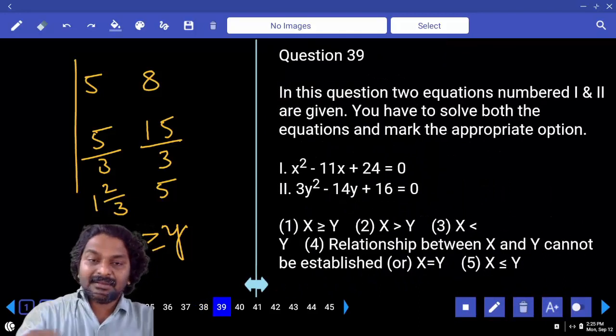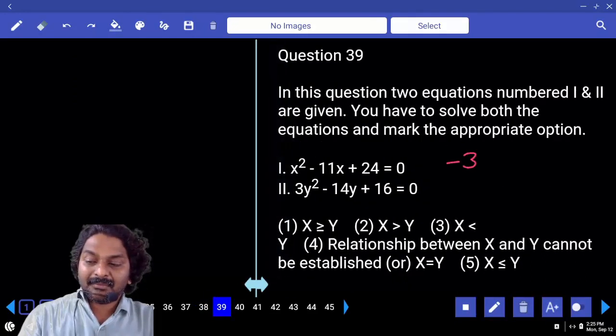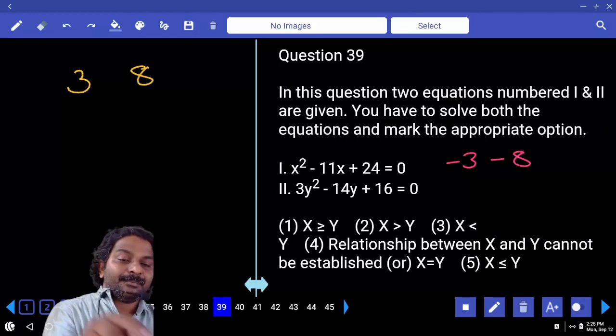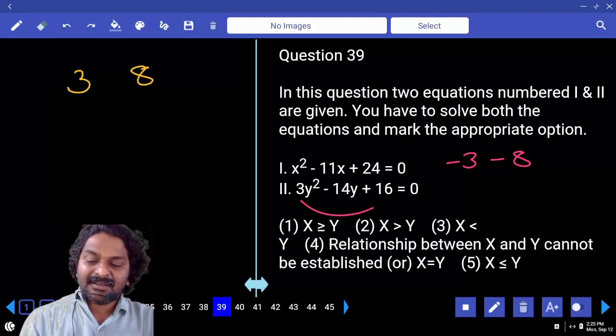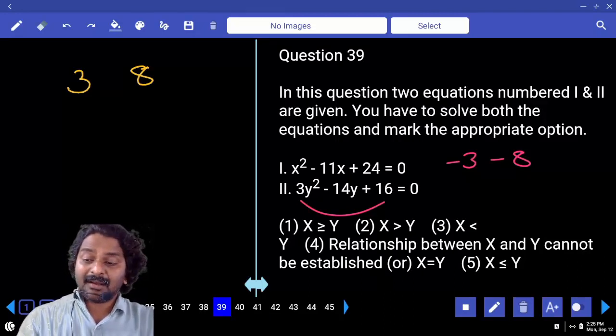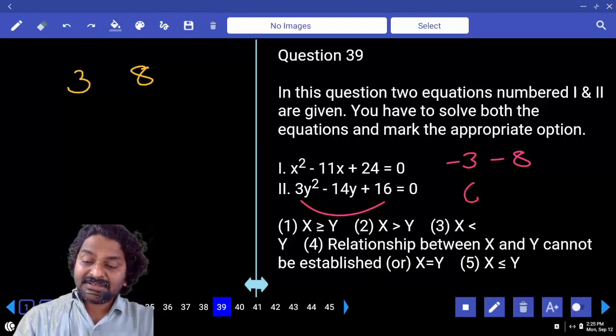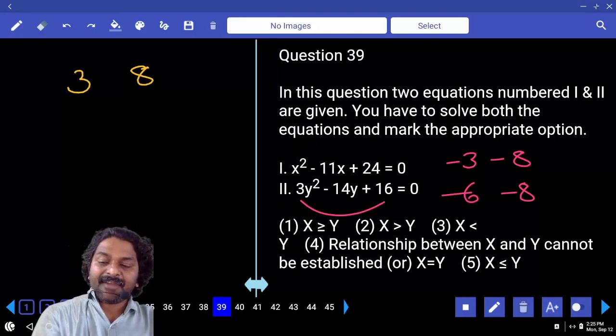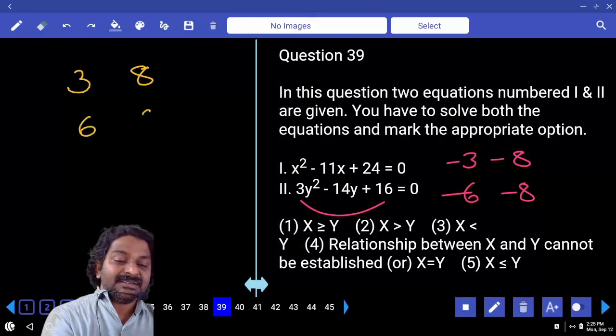Right. 24, come on. -3, -8. Factors are +3, +8. Product 48. Combination 6 and 8. -6, -8 is the combination. Then factors are +6, +8 by coefficient of y square.